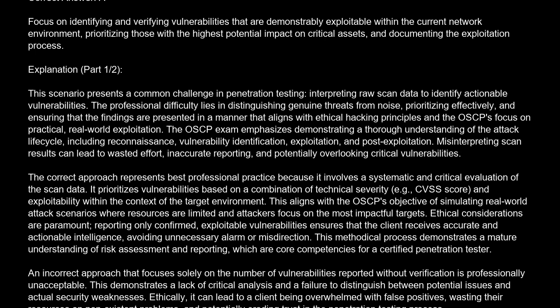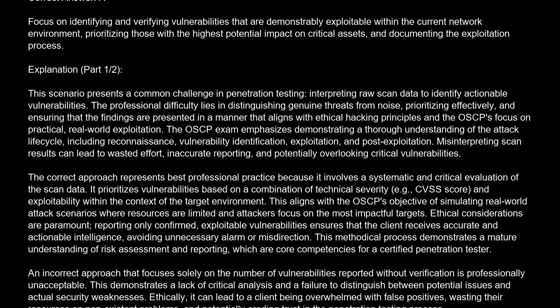Explanation. This scenario presents a common challenge in penetration testing, interpreting raw scan data to identify actionable vulnerabilities. Professional difficulty lies in distinguishing genuine threats from noise, prioritizing effectively, and ensuring that the findings are presented in a manner that aligns with ethical hacking principles, and the OSCP focus on practical, real-world exploitation. The OSCP exam emphasizes demonstrating a thorough understanding of the attack lifecycle, including reconnaissance, vulnerability identification, exploitation, and post-exploitation.